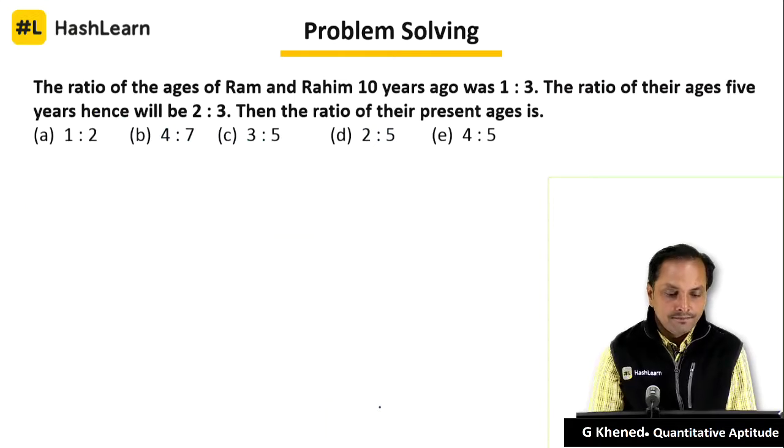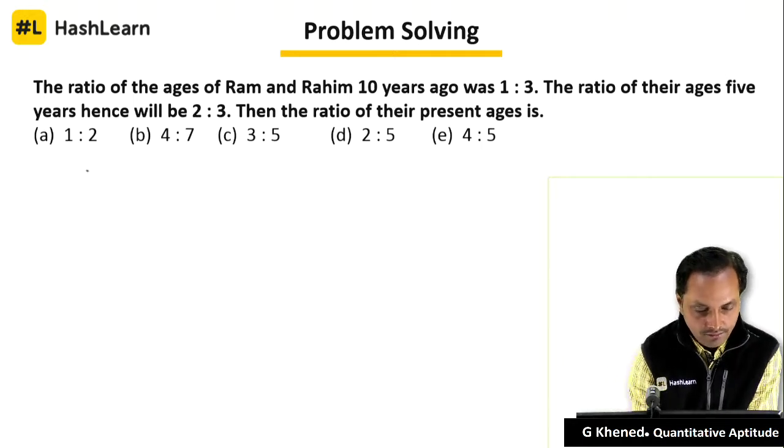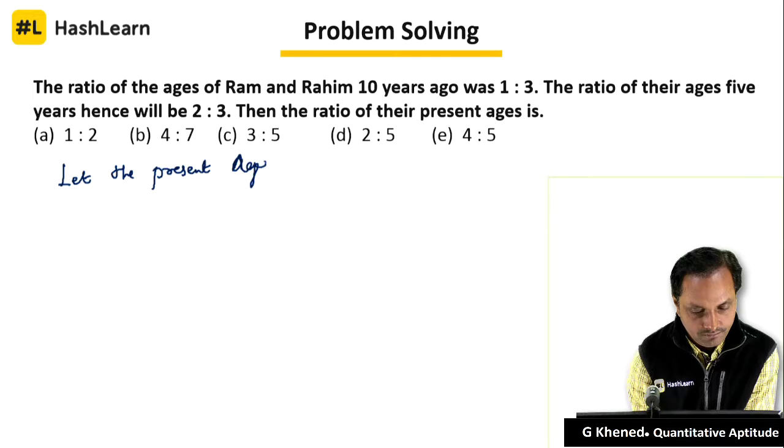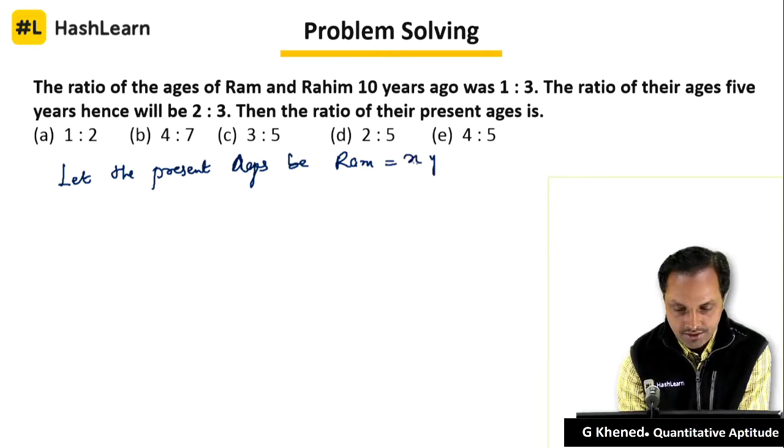The ratio of the ages of Ram and Rahim 10 years ago was 1:3. The ratio of their ages 5 years hence will be 2:3. Then the ratio of their present ages is? So let the present ages be x years for Ram and y years for Rahim.